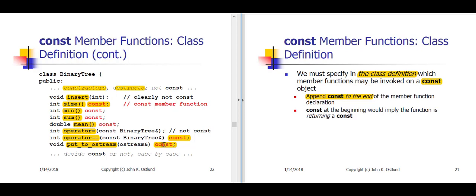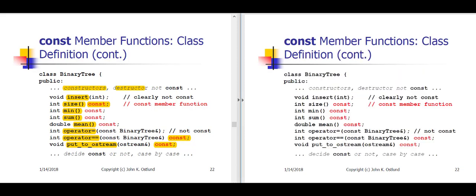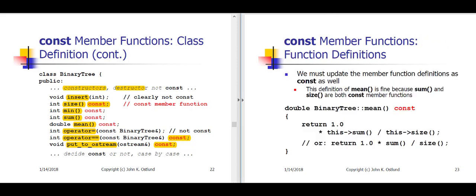const member functions. So on slide 22, we've shown what you need to do in the class definition to declare that certain member functions, namely the accessor functions, are const. In terms then of those member function definitions, here on slide 23 we have an example for the mean function. All we have to do in the definition is to add the word const at the end of the declaration part of the function definition.